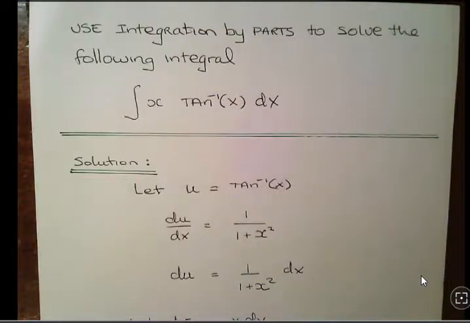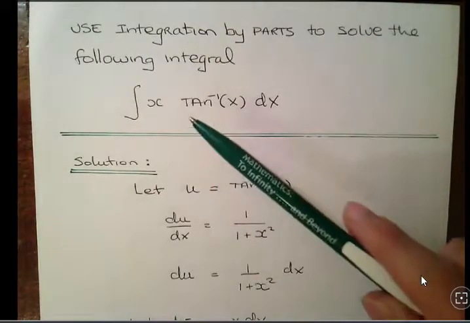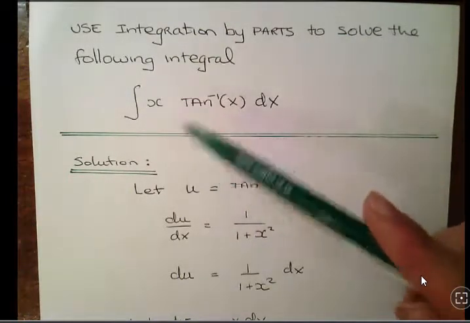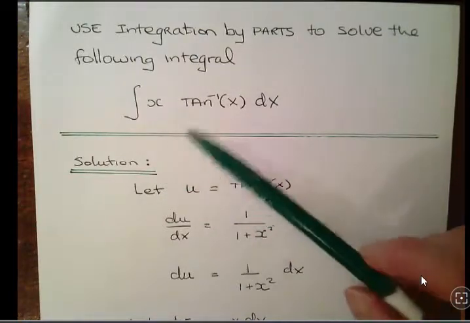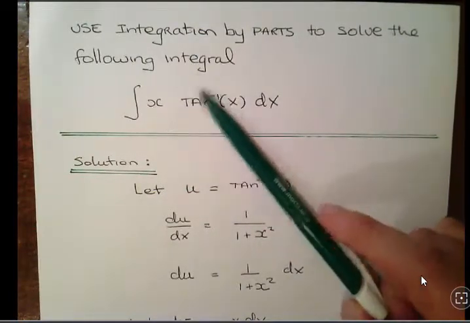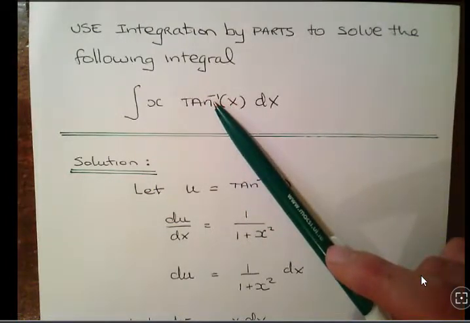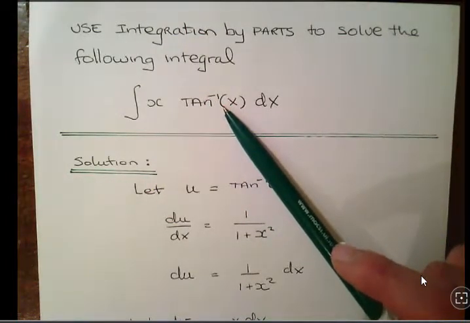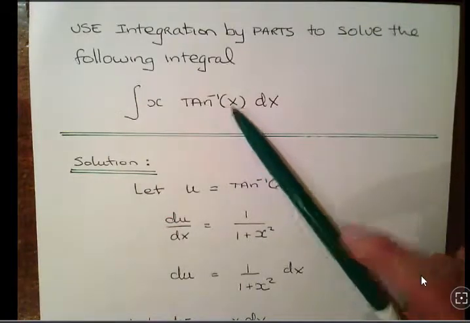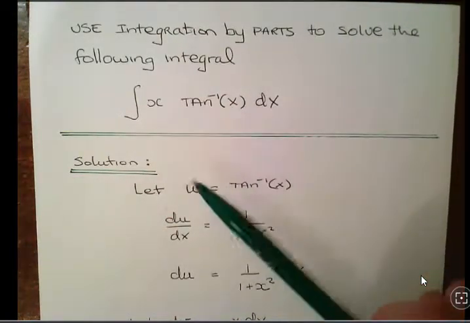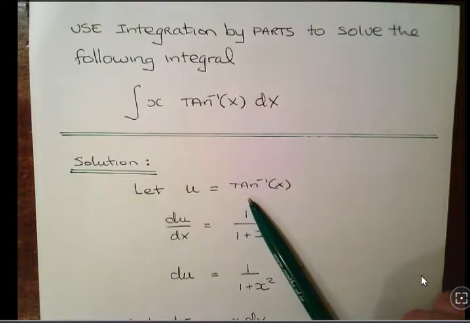Okay, in this presentation we are going to look at integration by parts. This is a straightforward integration by parts question. The integral is x times tan to the minus 1 of x, so the inverse of tan x. What we're going to do here is let u equal the tan minus 1 of x.